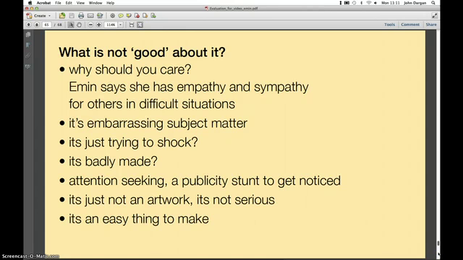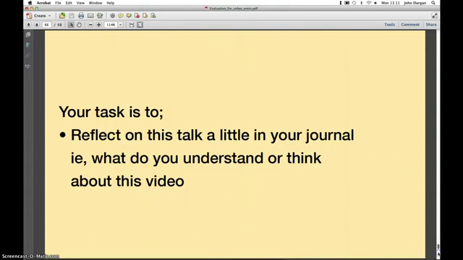And it's a way of taking things slightly more in depth, or looking at things more interestingly, to look at what's there and try to figure out, then decide what it's about, and then try to decide whether it's good. So just again, reflect on this talk a little in your journal. Just write a few notes about what you understand from this, or what you think about this video.